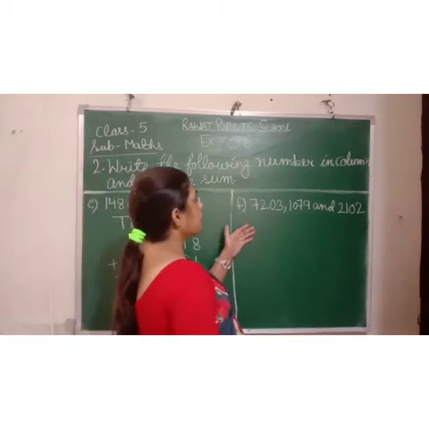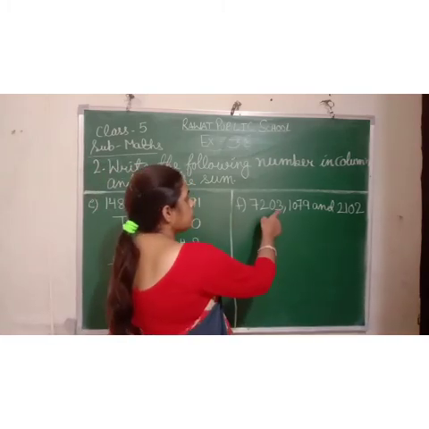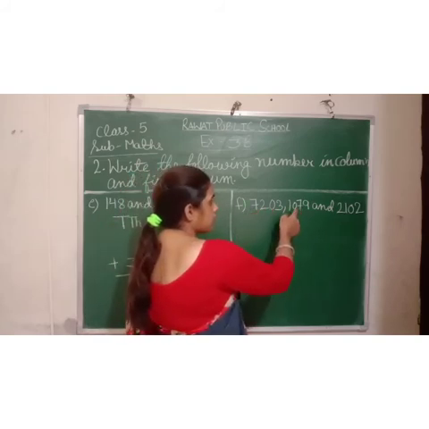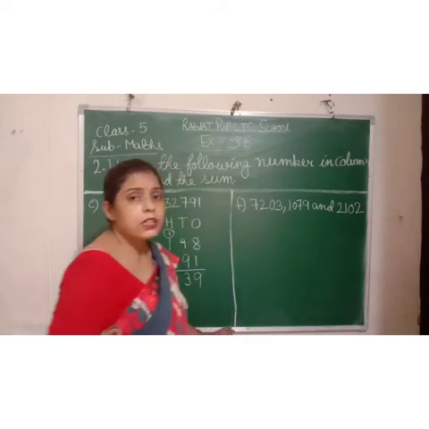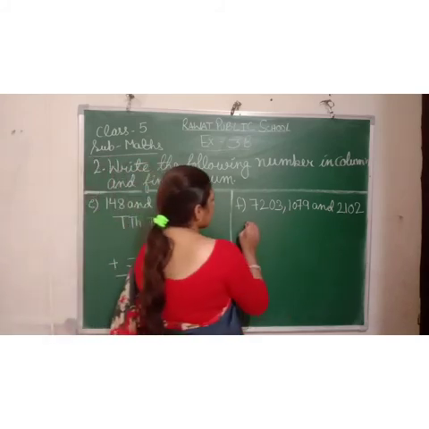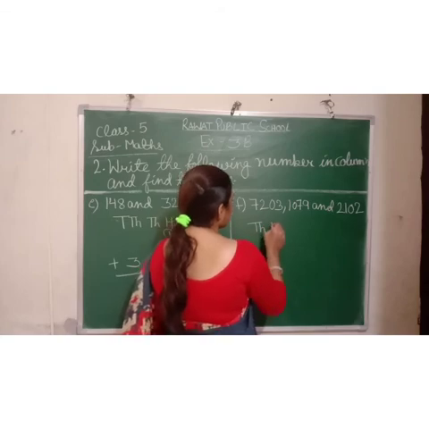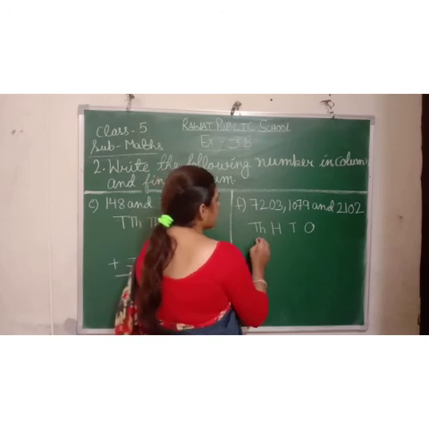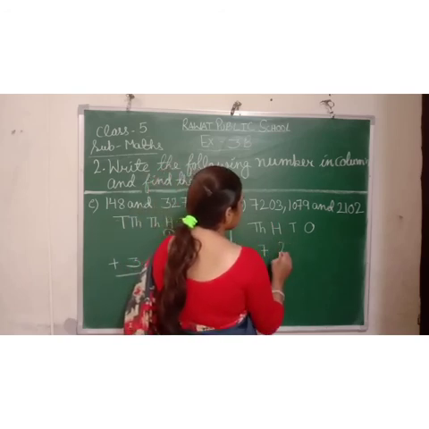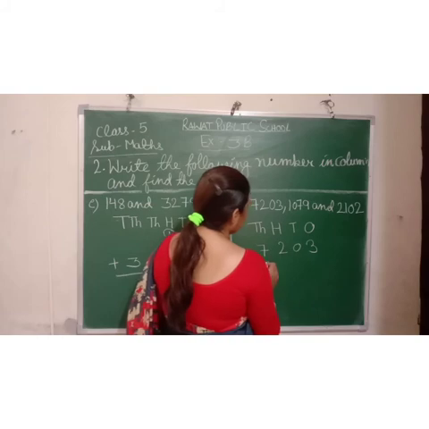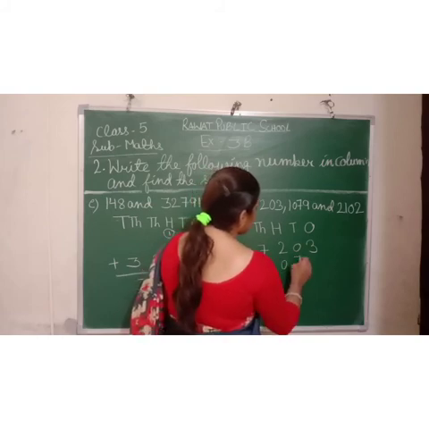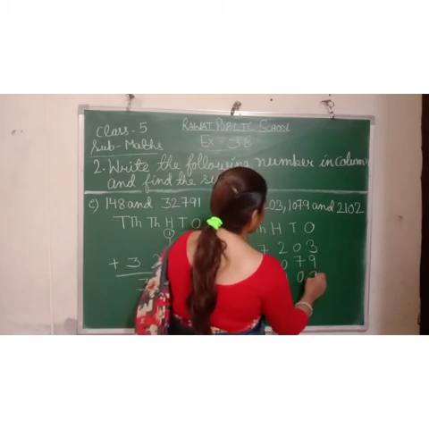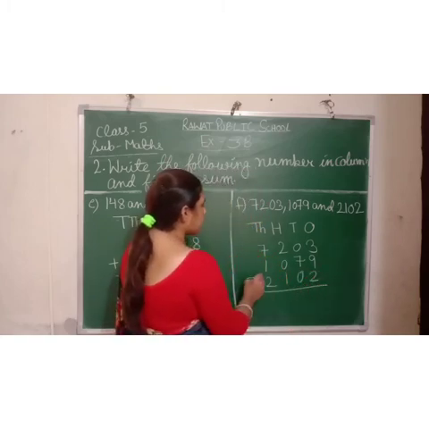Now the next, once again ones, tens, hundreds, thousands. So it means we have to start from thousands place, thousands, then hundreds, then tens, then ones. Now 7,203, 1,079, 2,102, and then find out the sums.